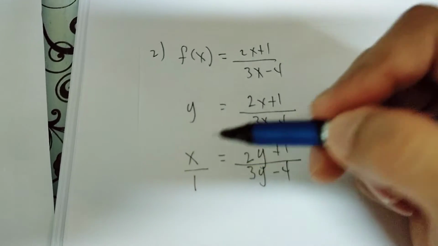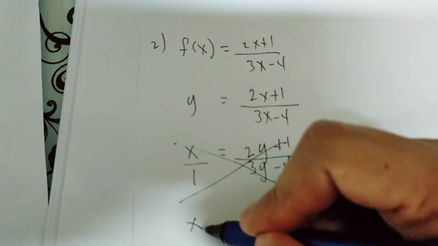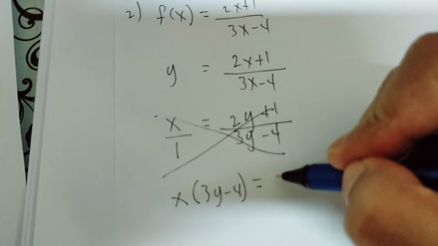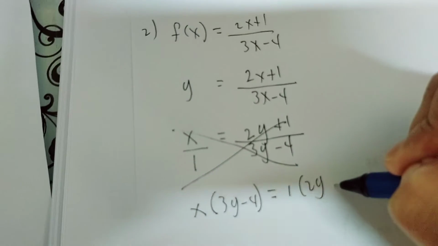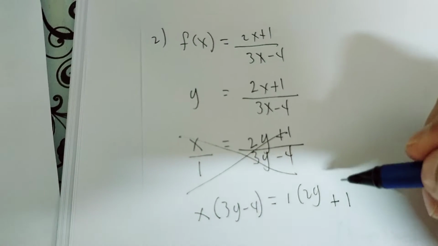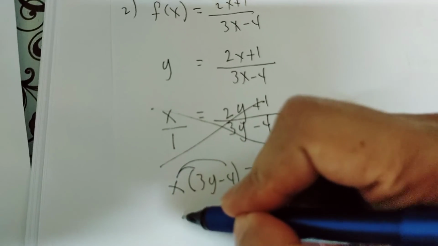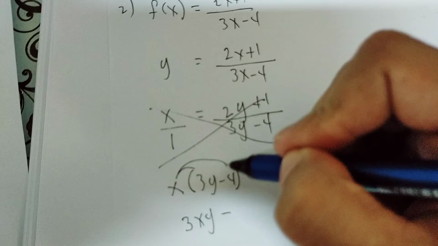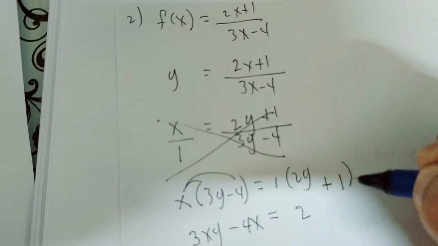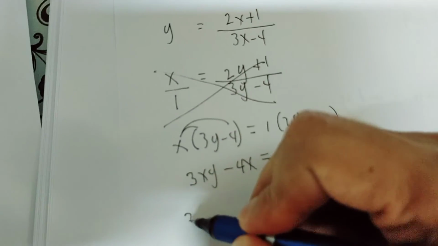Lagyan natin ito ng over 1. Divide mo yan sa 1, x pa rin, hindi magbabago. Then, cross multiplication. So, this will become x times 3y minus 4 equals 1 times 2y plus 1. Okay? And then, simplify. This will become 3xy, x times negative 4, negative 4x equals, so, 1 times 1 mo yan, no? So, 2y plus 1. And then, lahat ng may y nasa left.